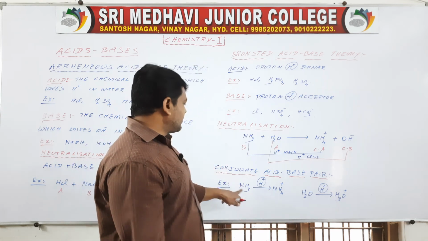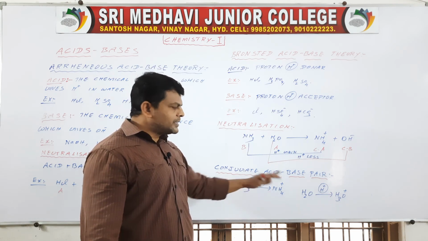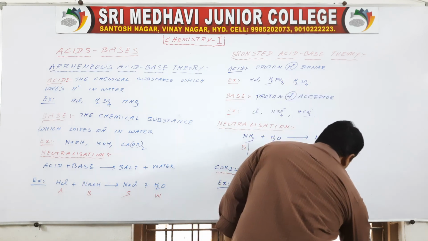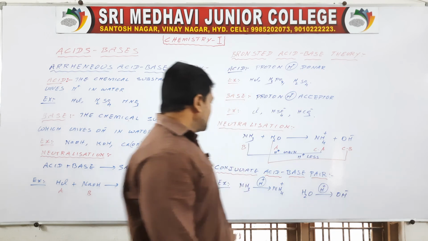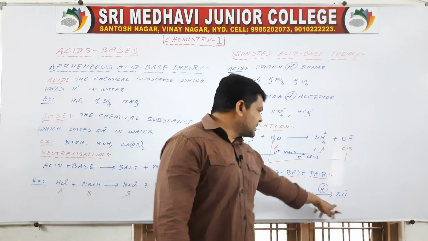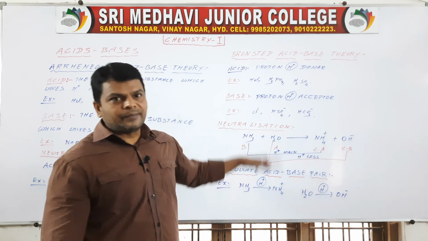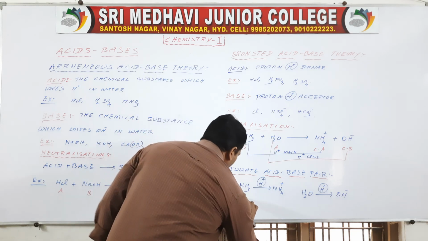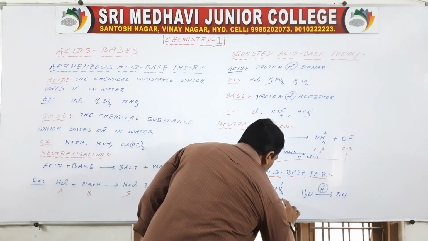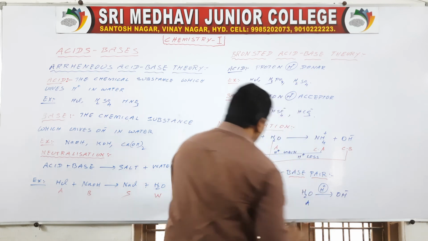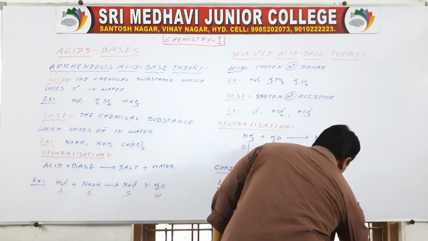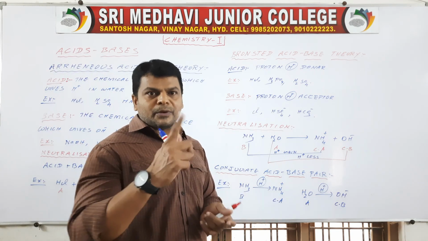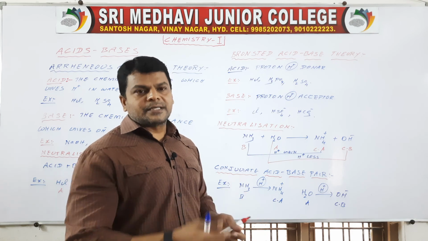Acid base pair. So here what is the difference? H plus. Here OH minus, what is the difference? H plus. Whether it is a loss or a gain, whatever it may be. So here it is a base, it is a conjugate acid. It is an acid, it is a conjugate base. Understand? The acid base pair which differ by a proton is called conjugate acid base pair.